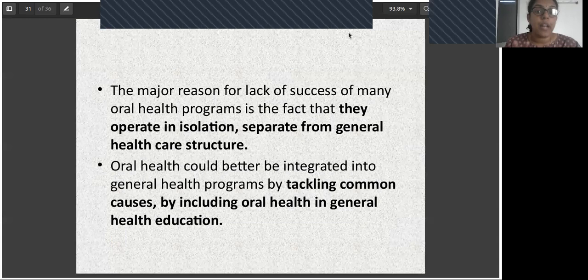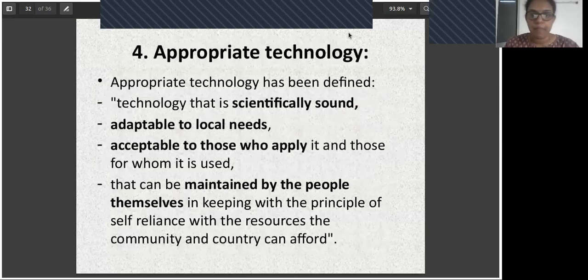So the major reason for lack of success of many oral health programs is the fact that they operate in isolation. They are concentrated only in one place. They work on their own, and they leave the place. That is, they are usually working separate from the general healthcare structure. So that should not happen. We should somehow integrate into the general healthcare structure. Then only we can make sure it is a lifelong process. So oral health could better be integrated into general health programs by tackling common causes, by including oral health in general health education at least.